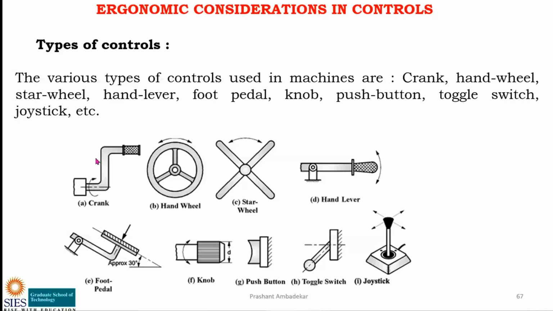There is a crank, a hand wheel for rotating. There is a star wheel sometimes. There is a hand lever. Then there is a foot operated pedal. There is a knob. There is a push button. There is a toggle switch. There is a joystick. So all these have their own importance.